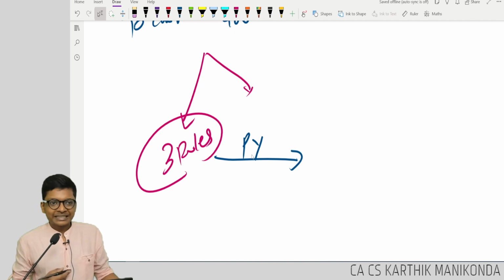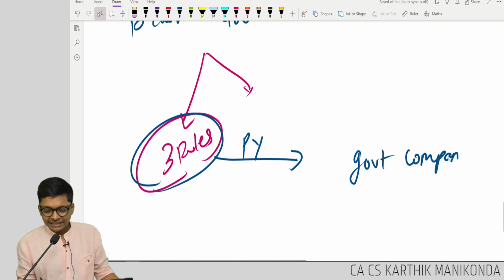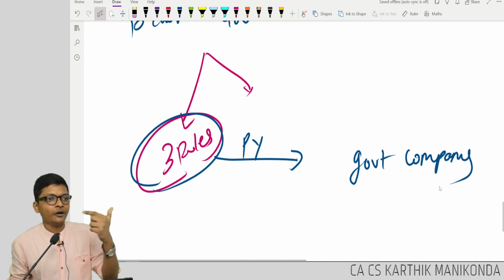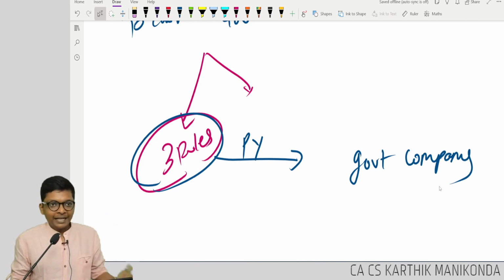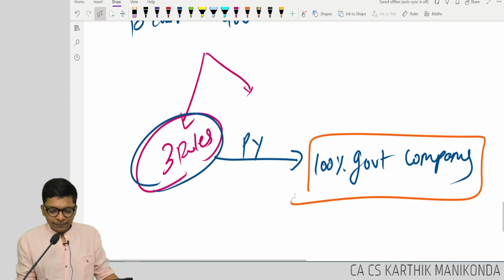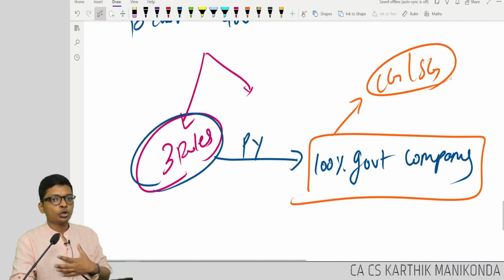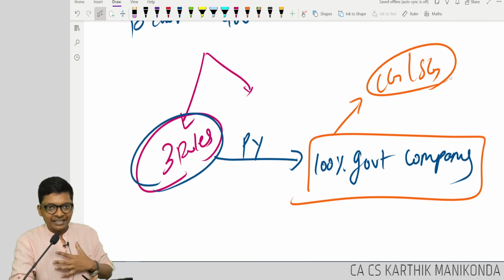Same way, these rules are not applicable for a government company. Government is saying the rules are for you, not for me. I know how to declare dividend, you don't tell me. But not for all government companies, only a 100% government company. That means 100% is held by the central government or state government. They are telling, I know how to use the money. We are very transparent, we use the money correctly as per law, I don't have to follow law. So it's exempt for them.